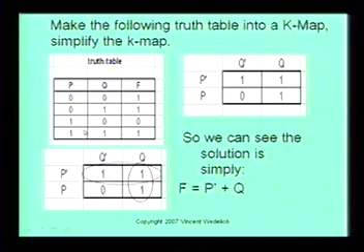So here's our truth table, P, Q: 00, 01, 10, 11. If 00 is a 1, 01 is a 1, 10 is a 0, and 11 is a 1, what that means is if P is a 0 and Q is a 0, then the output of this black box, if you will, will be a 1.